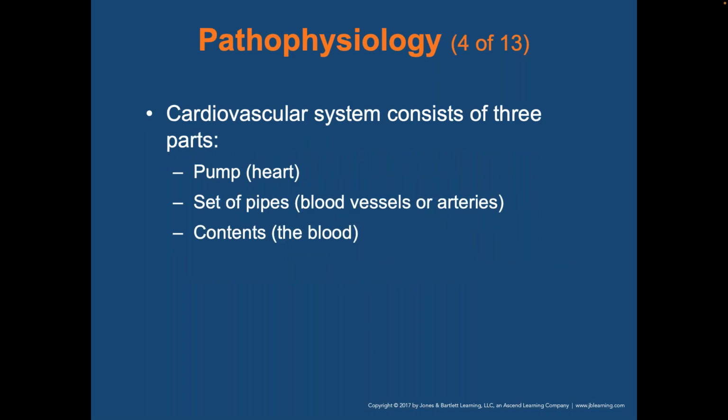The cardiovascular system consists of three parts. A pump, which is the heart; a set of pipes, which are the blood vessels and arteries that act as the container; and the contents of the container, which is the blood. So for firefighters in the room, the heart is your fire pump, the pipes are your hose lines, and the blood is your water. Pretty simple, right?